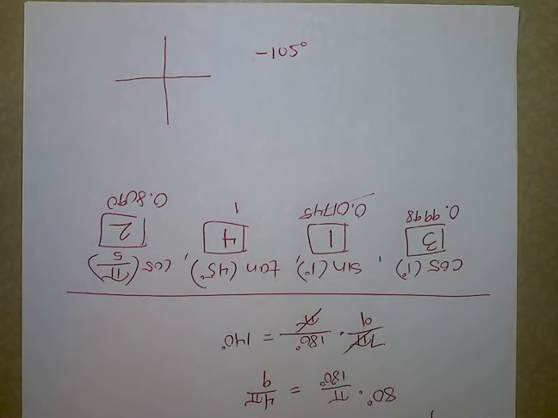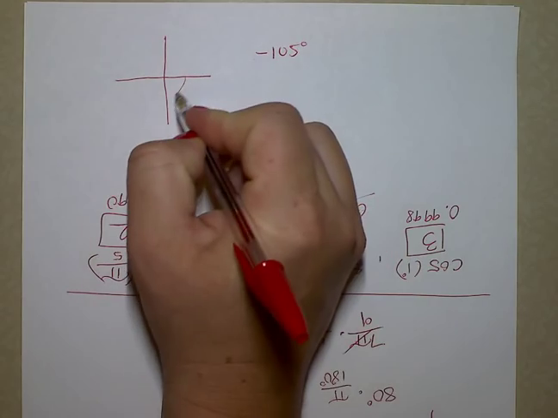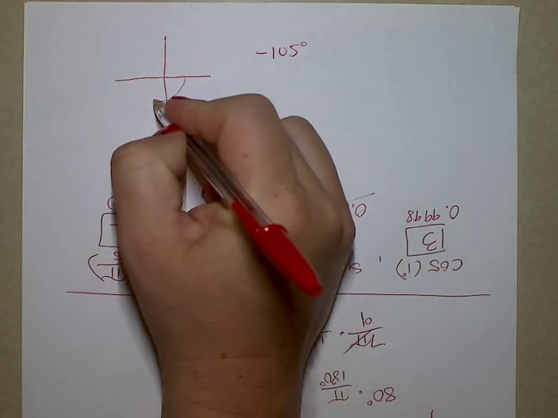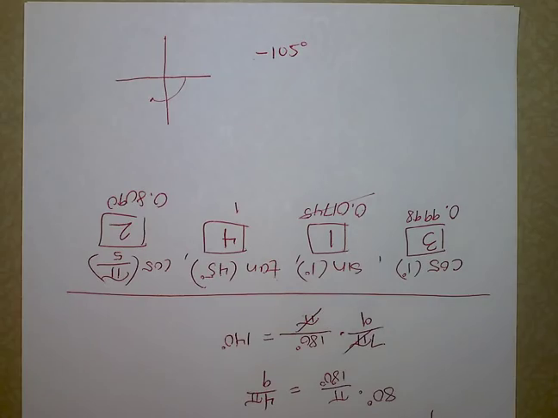So you need to graph negative 105. So here's negative 90. Negative 105 is right about here. So all they're asking is, in which quadrant does it lie? So where does it stop? Quadrant 3.